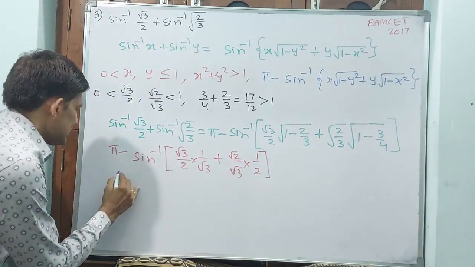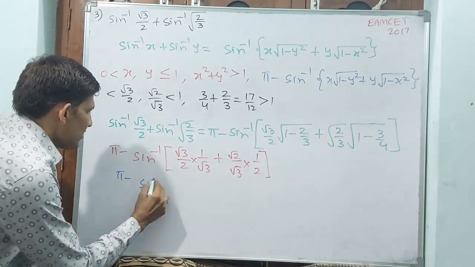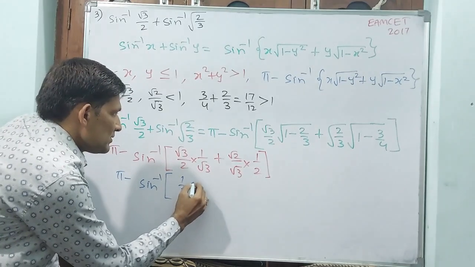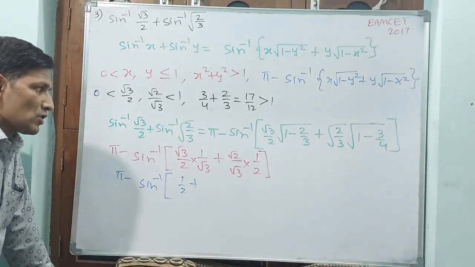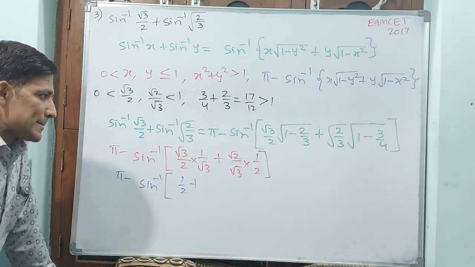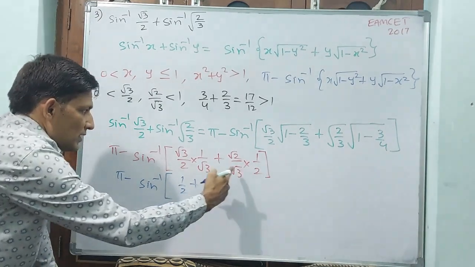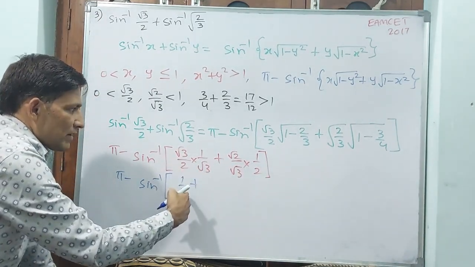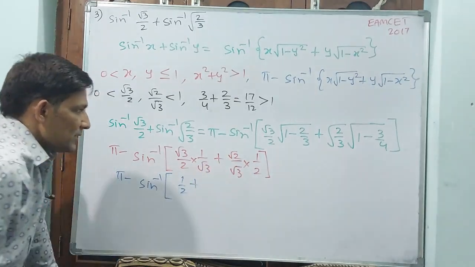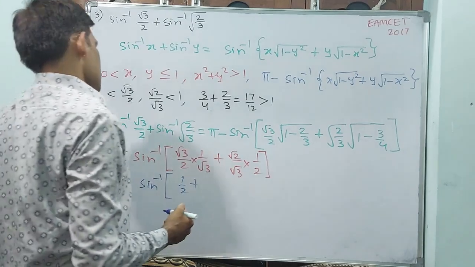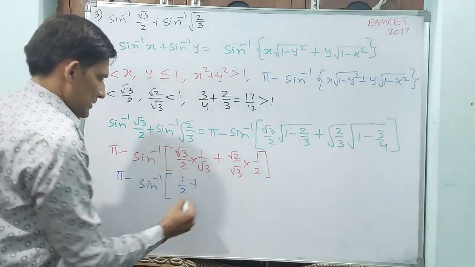That is equal to pi minus sine inverse of 1 by 2 plus 1 by root 6. See, root 3 to that again, so 1 by 2 and 1 by root 6.